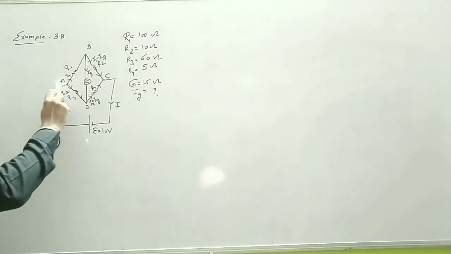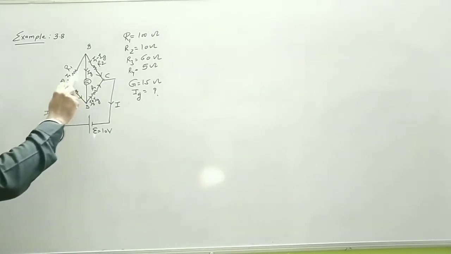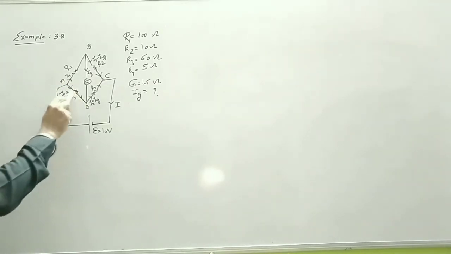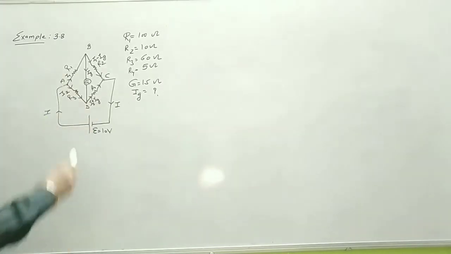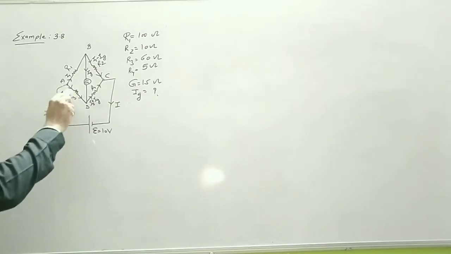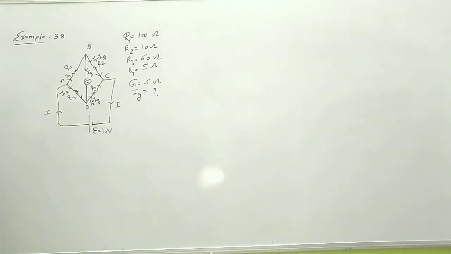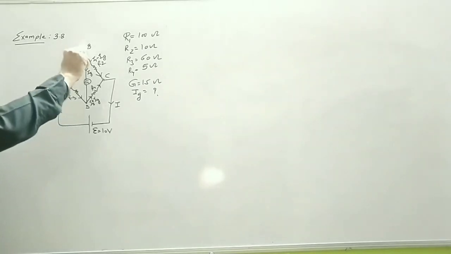This I at the junction is divided into two parts, I1 and I2. They have given I2, so we have to take the current distribution as given. Otherwise, I would have taken I minus I1 to reduce the number of variables. However, they have given I2, so we are taking I2.